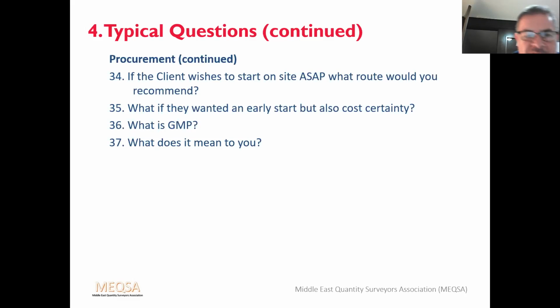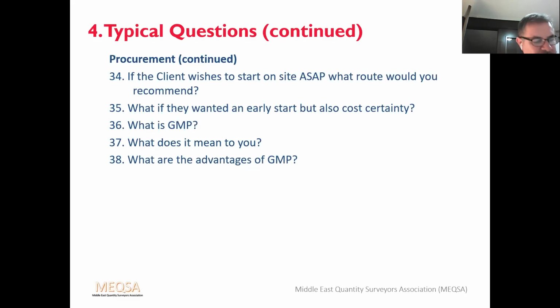Sorry, so back to GMP. What does GMP mean to you, if you're asked that? Well, it's a lump sum contract under which there is no adjustment of tender prices unless the scope required by the client changes. The contractor includes additional risks involved in the design development process in this tender price.